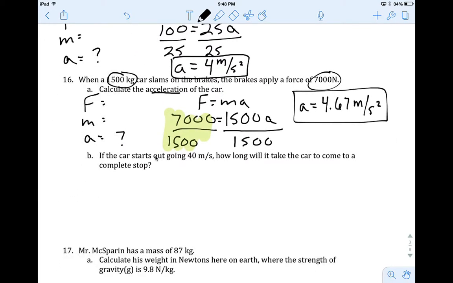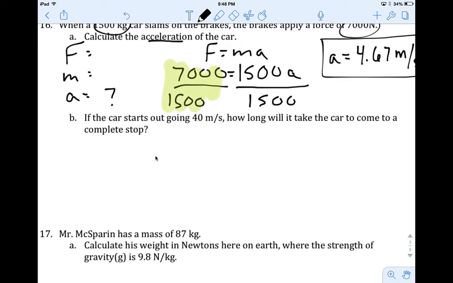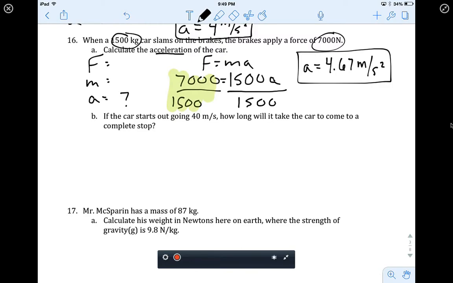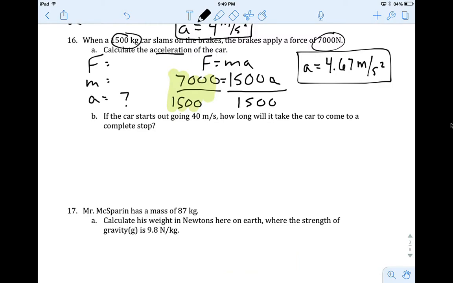Now, let's look at part B. It says if the car starts out going 40 meters per second, how long will it take the car to come to a complete stop? Now, let's try and figure out what we can use here. The equations from the last unit are written on the board, but you got to figure out which one you want to use. Do we want to use number 1 or number 2? Since this doesn't say anything about distance, I'm thinking it's probably not going to be number 2, because number 2 is all about distance, delta x. So let's try number 1.